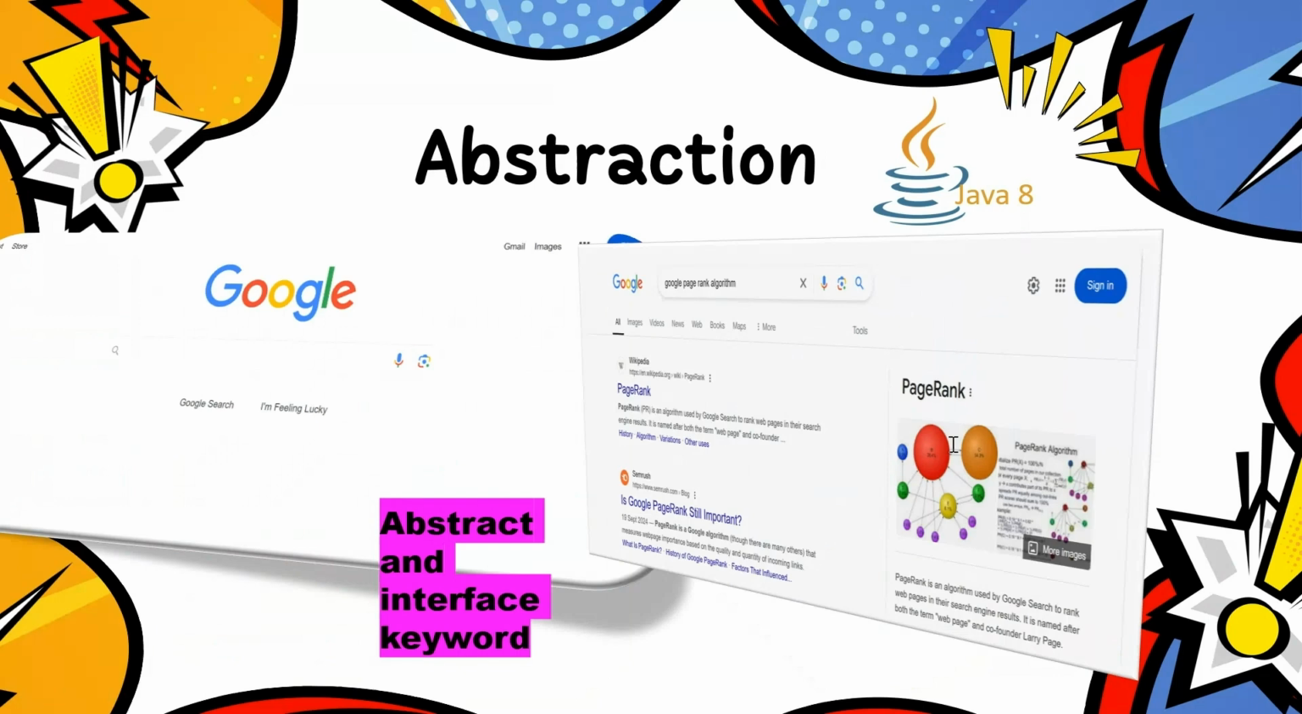Similarly, in Java, abstraction helps us simplify by hiding complex details and only showing what users need to see. In Java programming, we use abstract methods and interfaces to create these simplified views so users don't need to worry about the complex code behind them.